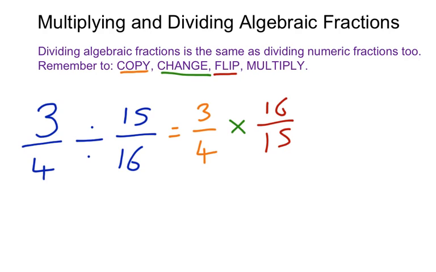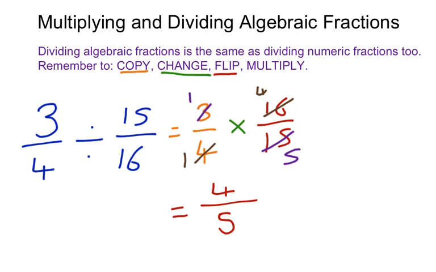Now we can do the multiplication and any cancelling. So first of all, we're going to look at the cancelling. We can cancel the 3 with the 15, which gives us 1 and 5, and we can cancel the 4 with the 16, which leaves us with 1 and 4, and that gives us a final answer of 1 times 4 on the top, which is 4, and 1 times 5 on the bottom, which is 5. So we're going to do exactly the same with the algebraic fractions.